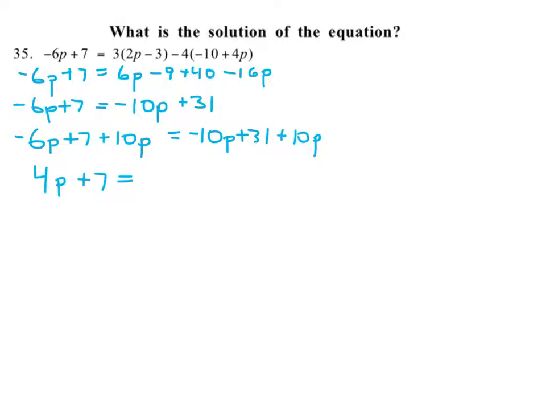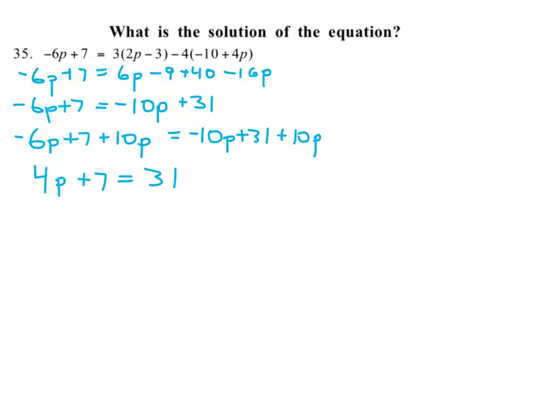plus 7. And I deliberately did that to have positive p's at the end. I knew that if I added 10p here, it would go away, and adding 10p here would push me into the positives. It's nice to have positive coefficients, less likely to make errors with positive and negative integer values. These cancel out, and we're just left with 31 on this side.